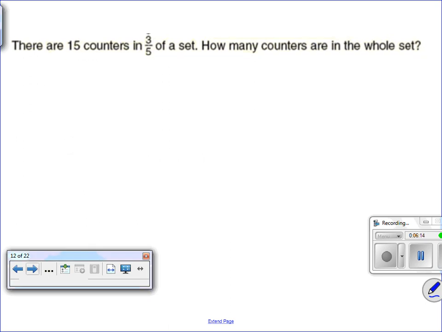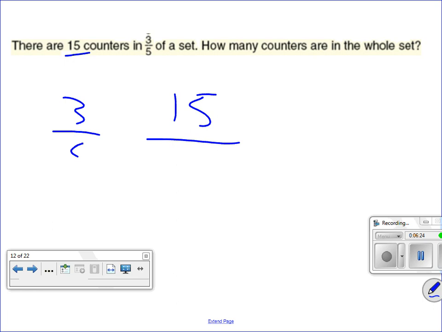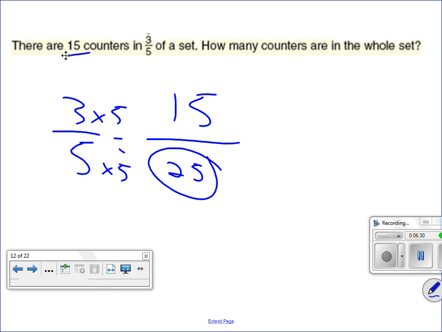We keep going here. There are 15 counters in 3/5 of the set, so that means my 15 is the numerator. How many are in the whole set? 3/5 to 15, times 5 equals 25 in the whole set.